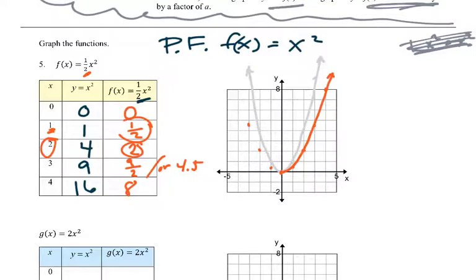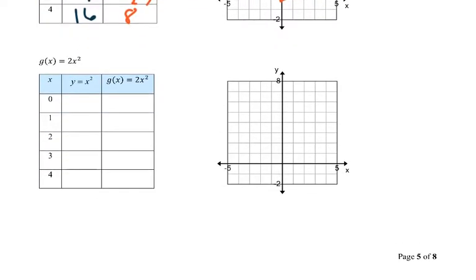I'm going to finish this side. So you can see how that parabola shrunk down, just a little bit, just by half. All right, let's see what happens when we have that same parent function.